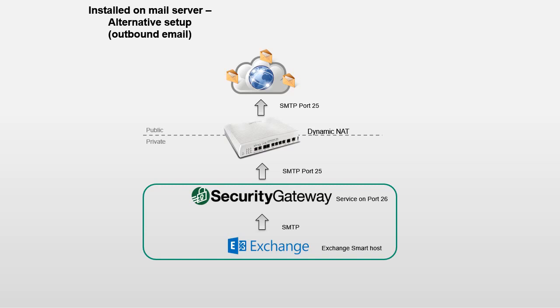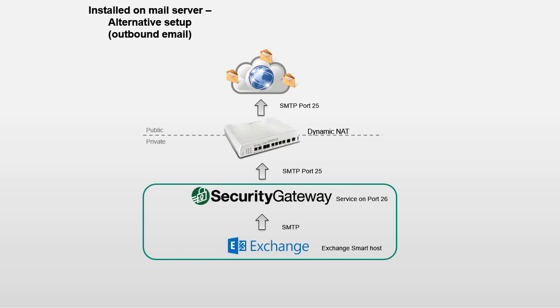So again, your mail server would be sending basically to localhost in this scenario, except localhost, of course, being Security Gateway, because it will be installed on the same server as the mail server. But the mail server is sending to the same machine as a smart host, but on port 26. Security Gateway then sends the mail out using port 26, and your router would be configured to convert that traffic to port 25 and then send it out that way.